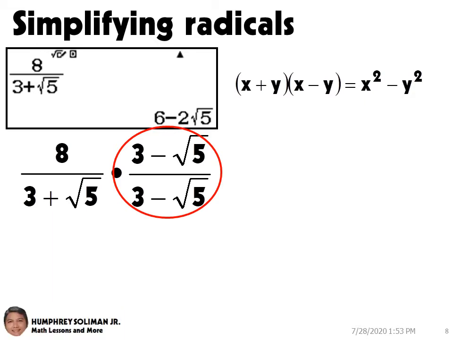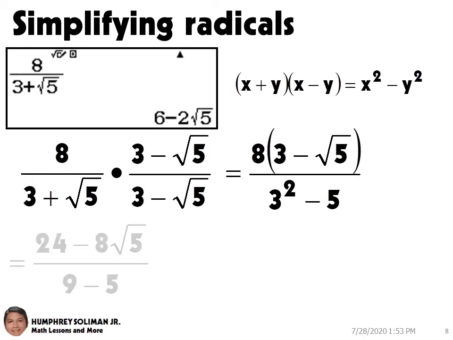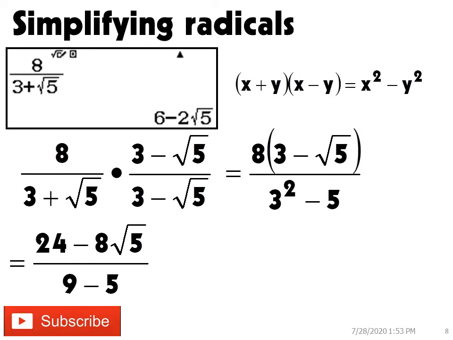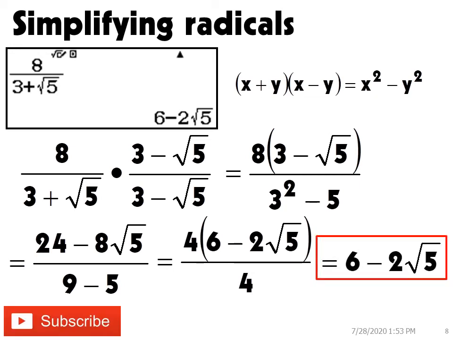To multiply this, we multiply the numerator times the numerator, and we multiply the denominator times the denominator. We will distribute 8 to the quantity 3 minus the square root of 5, and the denominator will be the difference of two squares. After that, we can simplify it to 6 minus 2 square root of 5.